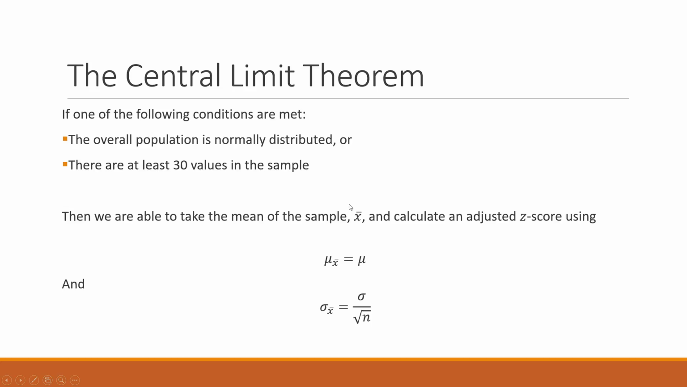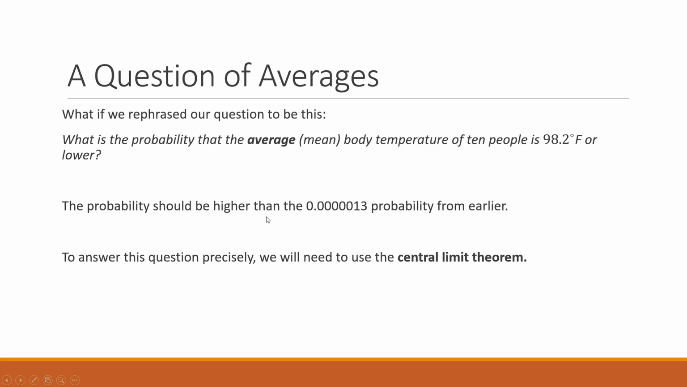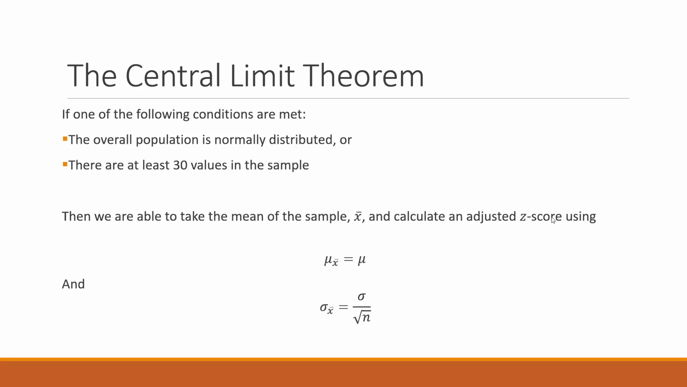All right, so let's get to it. We left off with the example of having 10 randomly selected people from a normally distributed population, and we wanted to know what's the probability, given the mean and given the standard deviation, that they have a mean for them of 98.2 degrees. So we are going to use what's called the central limit theorem, which is a lot of words, but pretty straightforward as far as how we do it.